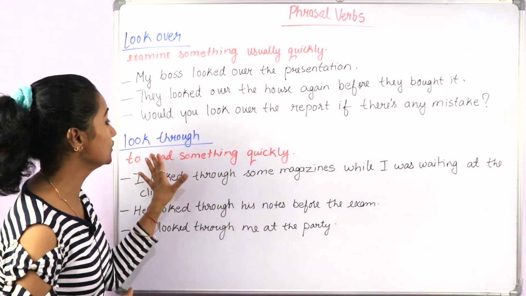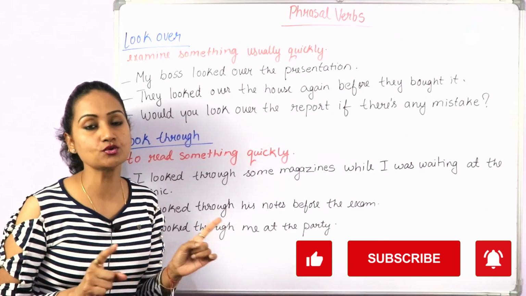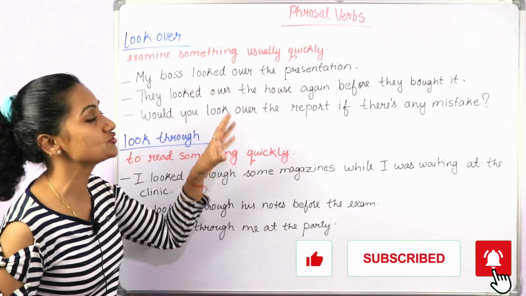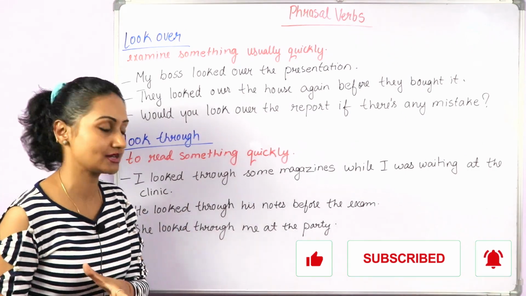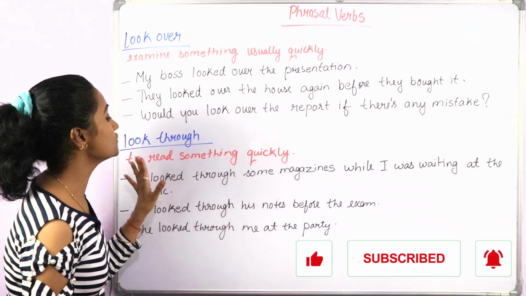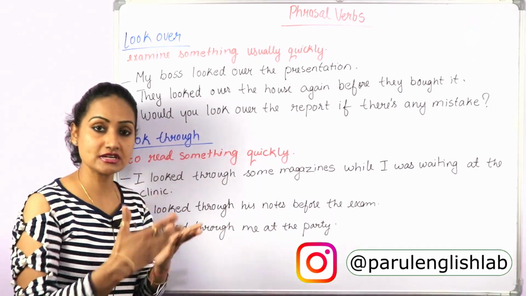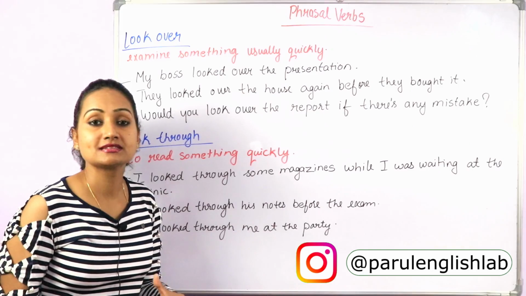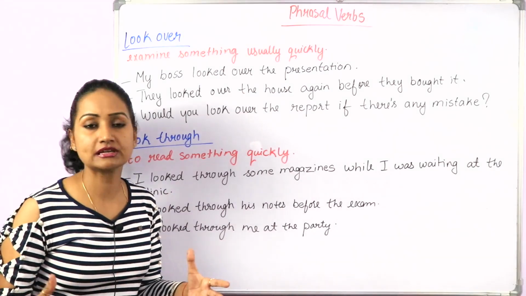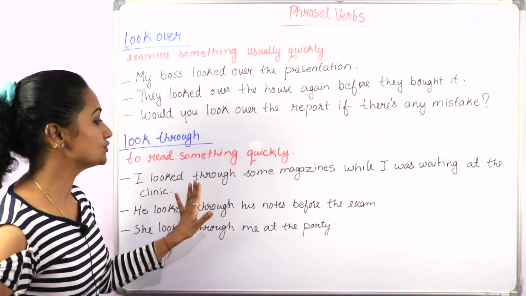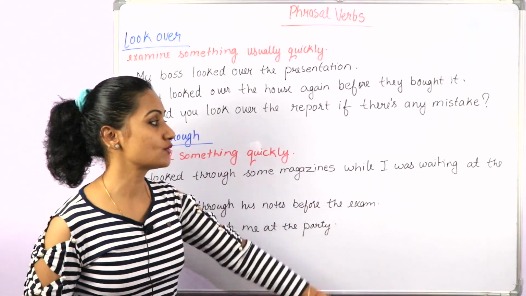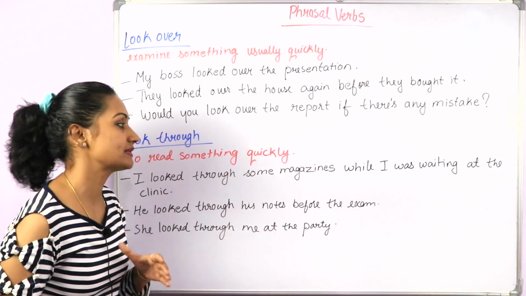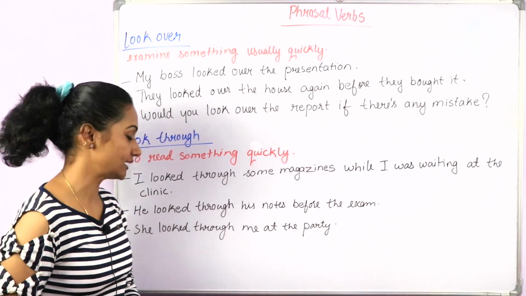Now next is look through. Don't get confused between look over and look through. Look over means examine something, usually quickly. And look through is to read something quickly, go through something quickly, maybe to get some information or just to kill the time. I looked through some magazines while I was waiting at the clinic. I read some magazines while I was waiting at the clinic.